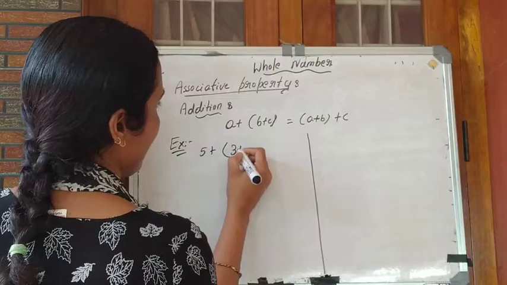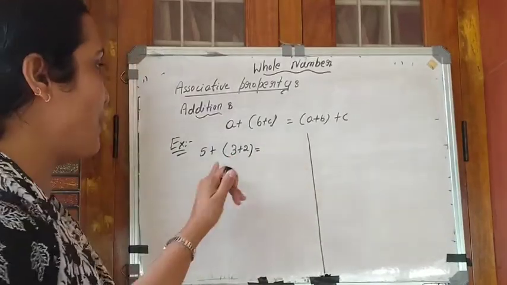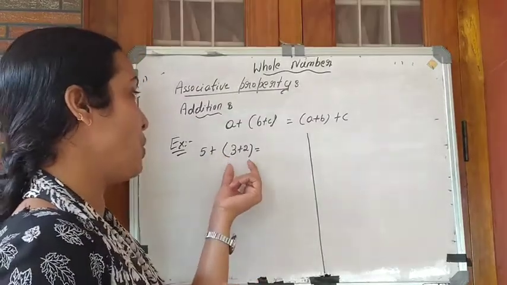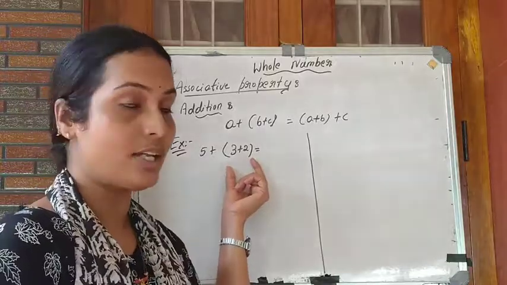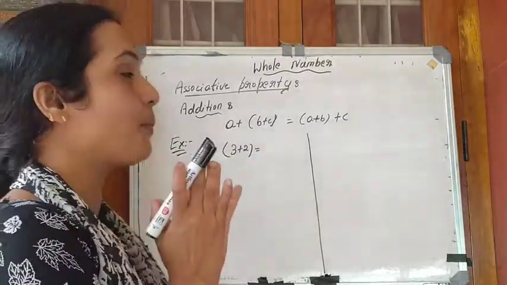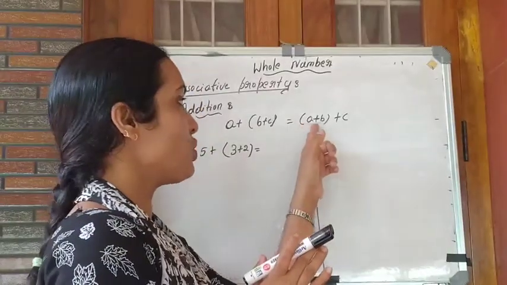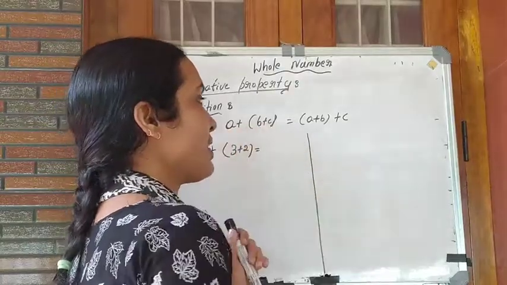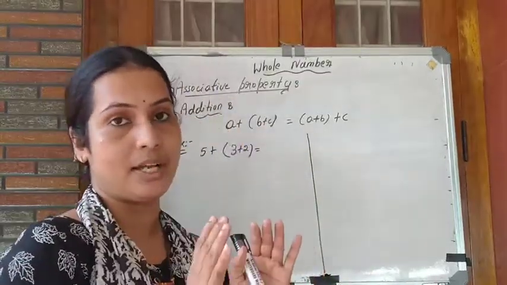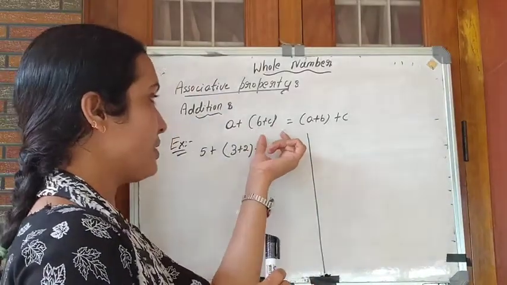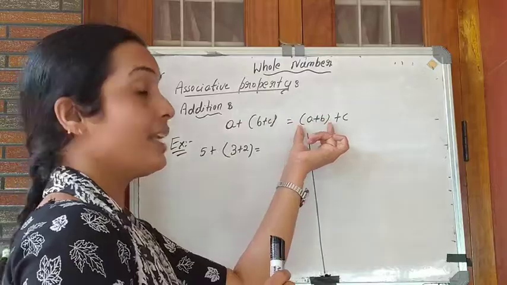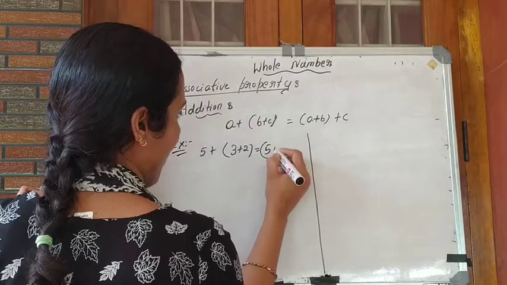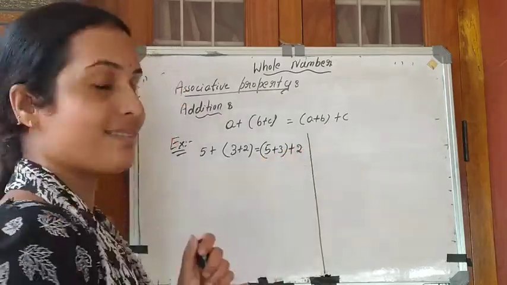For example, (5 + 3) + 2 is equal to 5 + (3 + 2). Here we wrote two whole numbers inside the bracket. We are only changing the brackets; the positions of the numbers a, b, c stay the same. We removed this bracket and put it around b and c. So (5 + 3) + 2 is equal to 5 + (3 + 2).